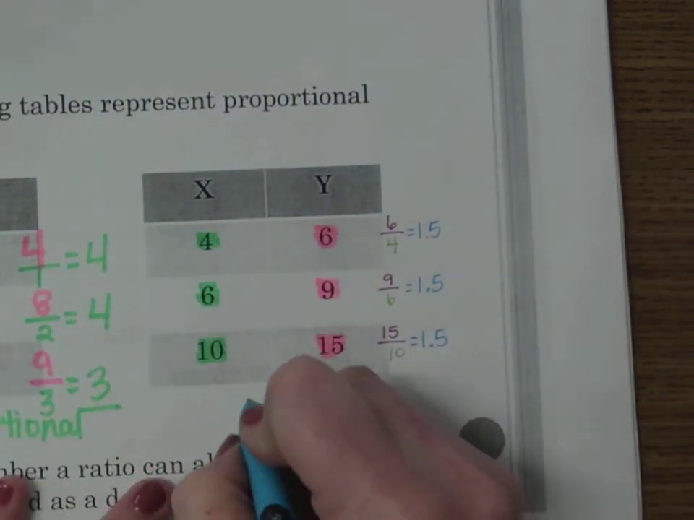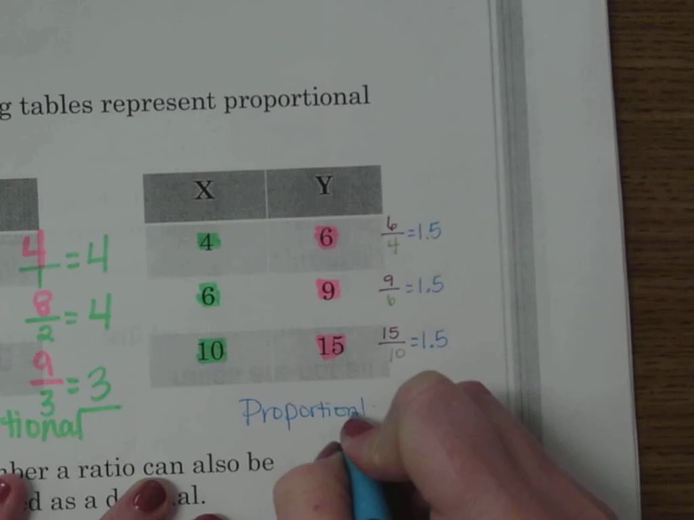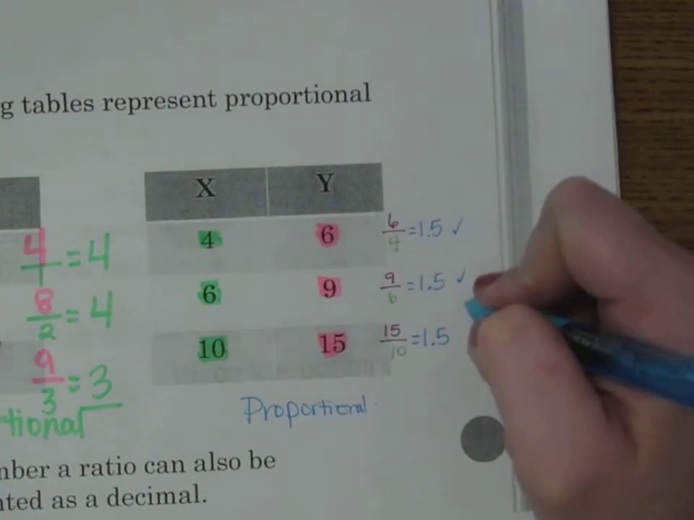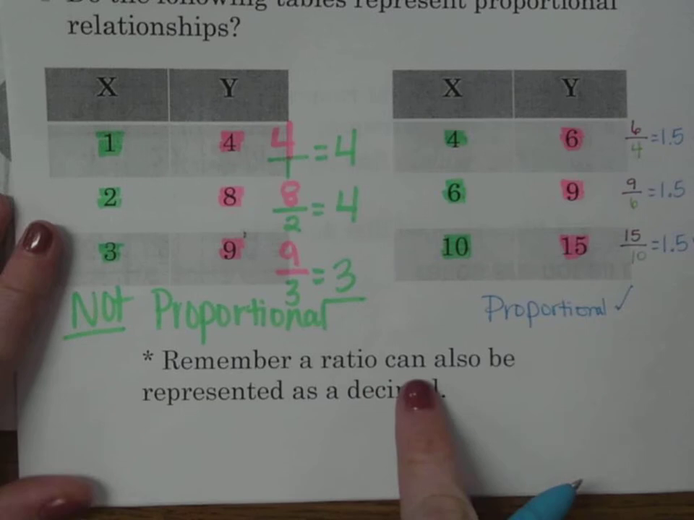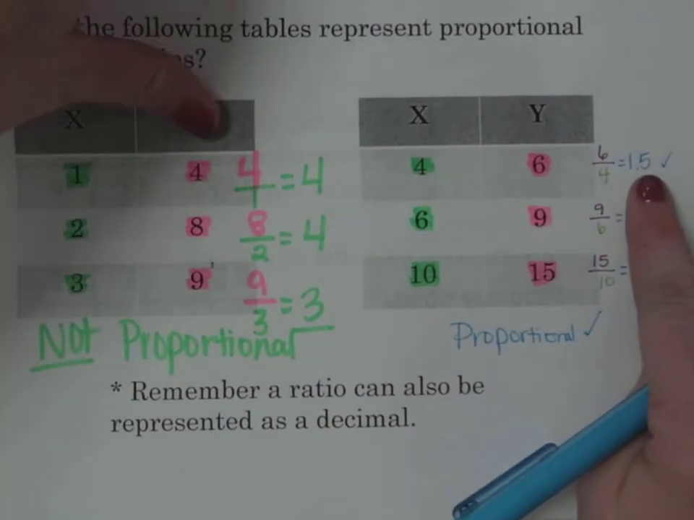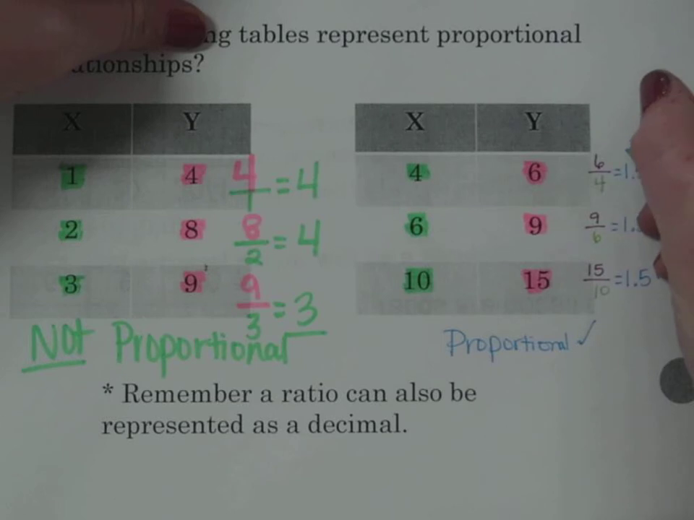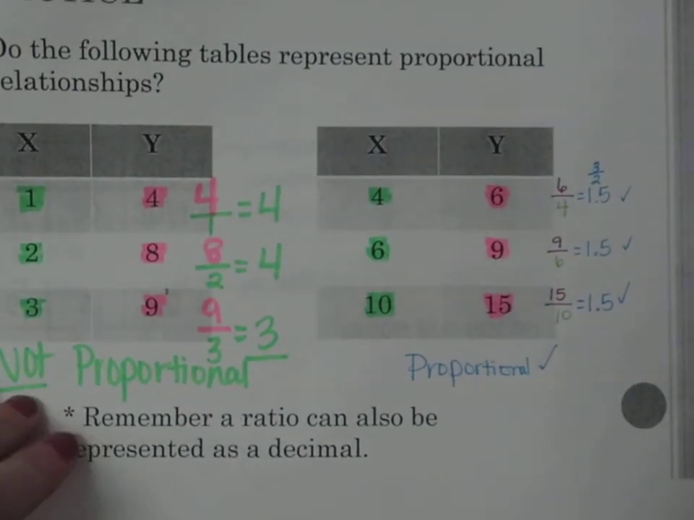So this one is proportional. Since they're all equal, it is proportional. Okay, remember a ratio can also be represented as a decimal. Sometimes you'll see it as a fraction reduced, like 3/2, but you could also see it as 1.5, which will also work.